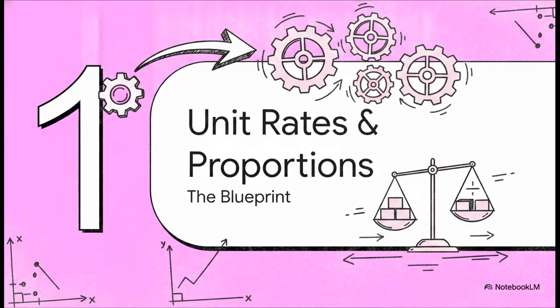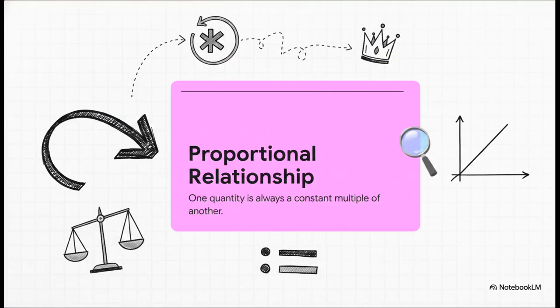Section 1. Unit rates and proportions, the blueprint. This right here is the absolute blueprint of 7th grade math. A proportional relationship simply means that one quantity is always a constant multiple of another. It relies entirely on having a constant multiplier. We call this the constant of proportionality, which, honestly, is just a fancy way of saying the unit rate. You know that equation y equals kx? Well, that k is your magic unit rate. If there's no constant multiplier, it is not proportional, period.